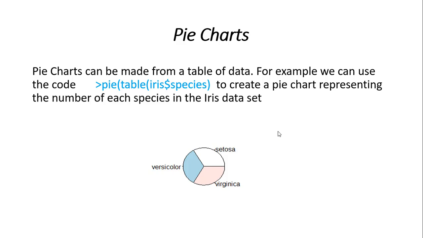Pie charts can also be made very easily in R. You need a table of data, and as an example, we could create a pie chart for the species variable. Remember, this is a categorical variable with the 3 categories. So if we enter pie, then use table, iris, followed by the $, followed by species, this will create a pie chart that we see here below. And each piece of this pie chart represents the number of flowers that fit into each of these species categories.